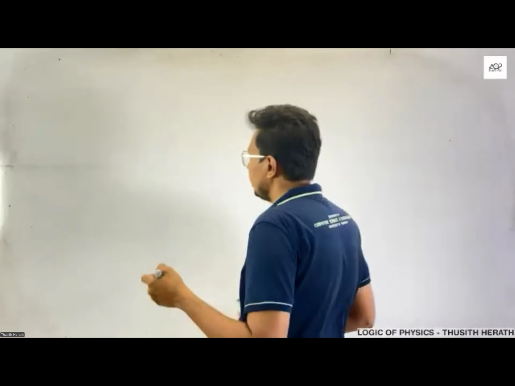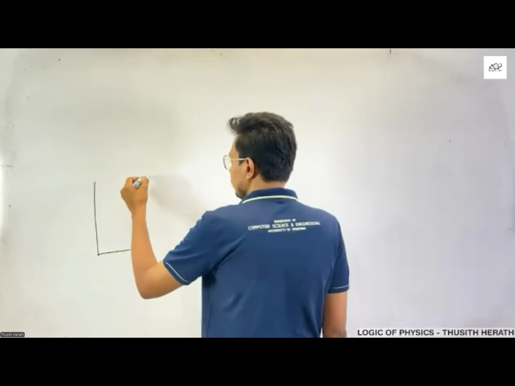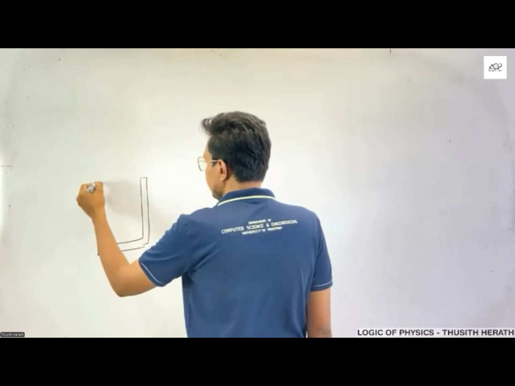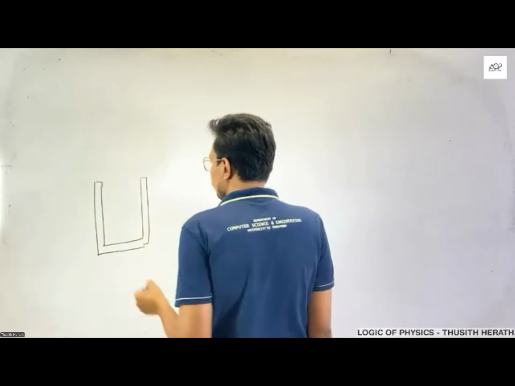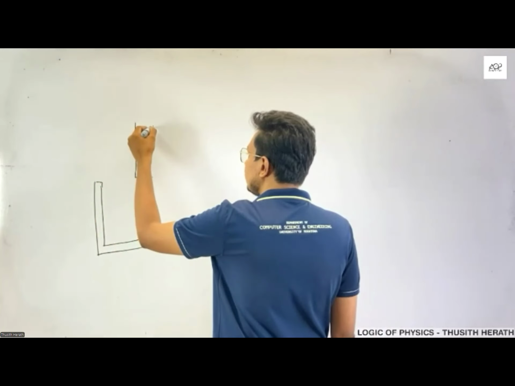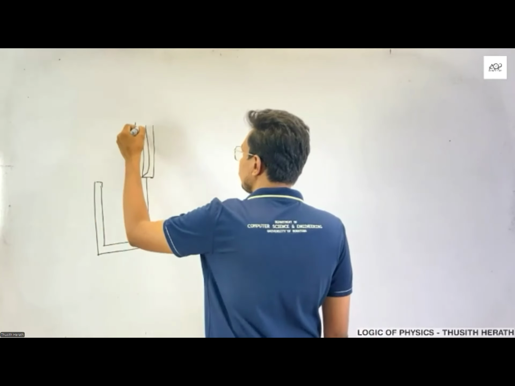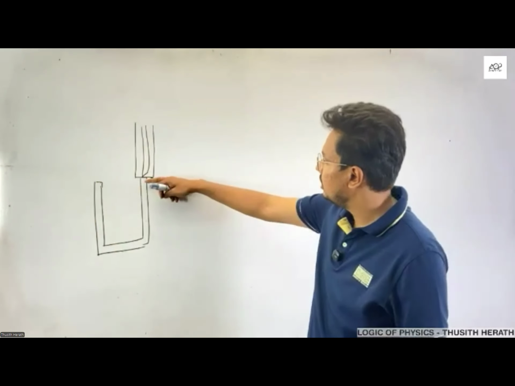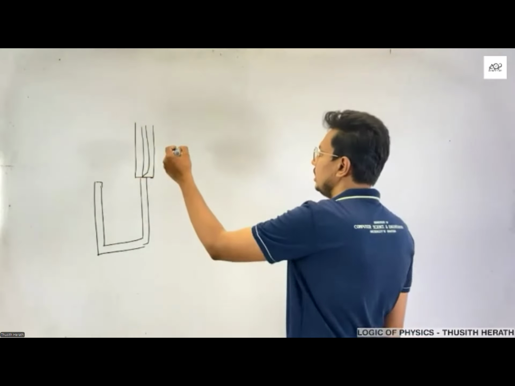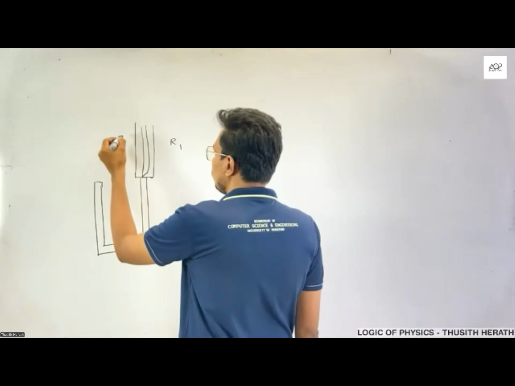If we are going to measure the depth of this cylinder, first we have to keep the vernier caliper here and get the reading when the rod is touching the top of this vessel. It's R1.